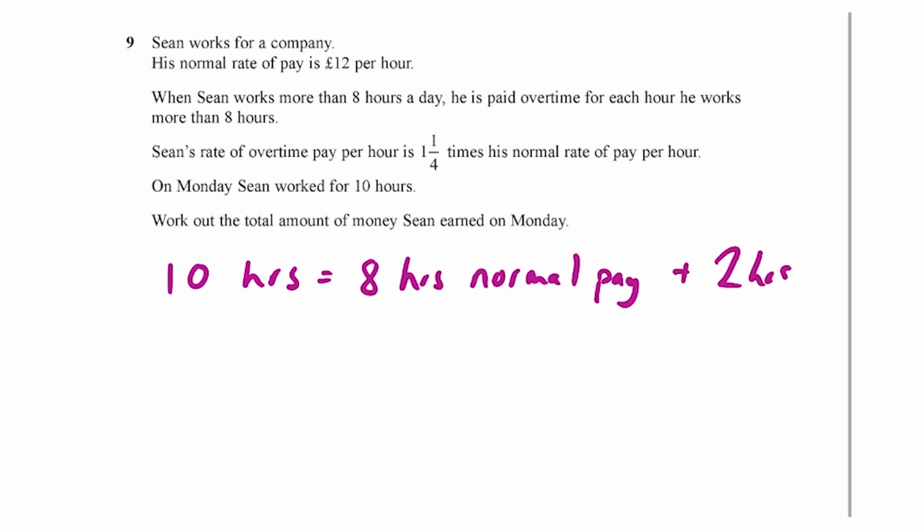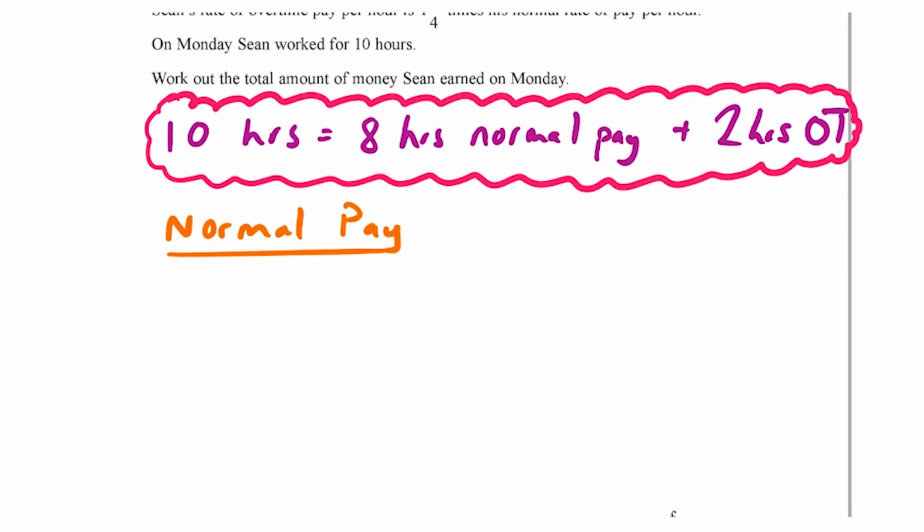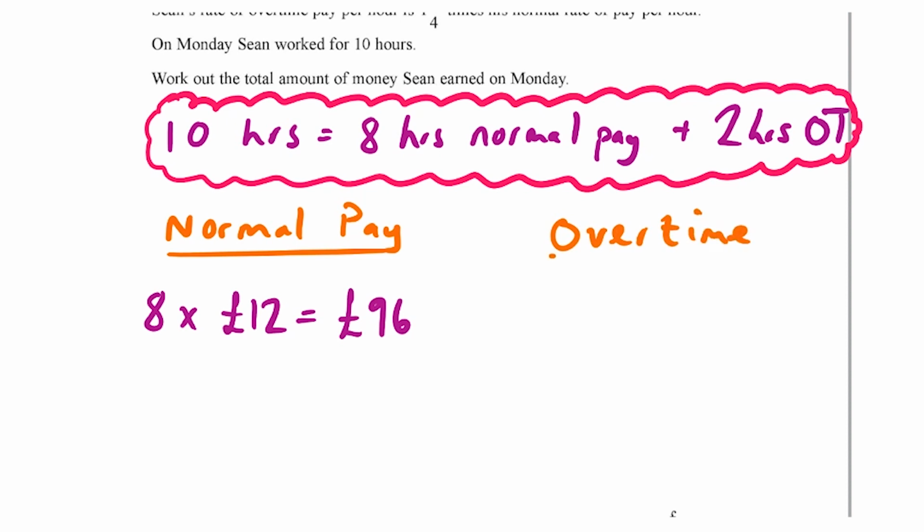So of those 10 hours, 8 hours were normal pay, and then 2 hours of it will be overtime. So the normal pay, that's pretty straightforward. We've just got to do 8 times £12, which is £96. And then if we work out the overtime, well, he gets 1¼ times his normal pay. His normal pay is £12. So we've got to do 1¼ times 12.